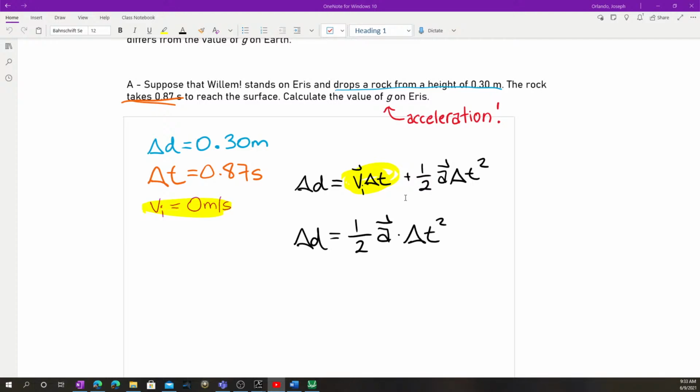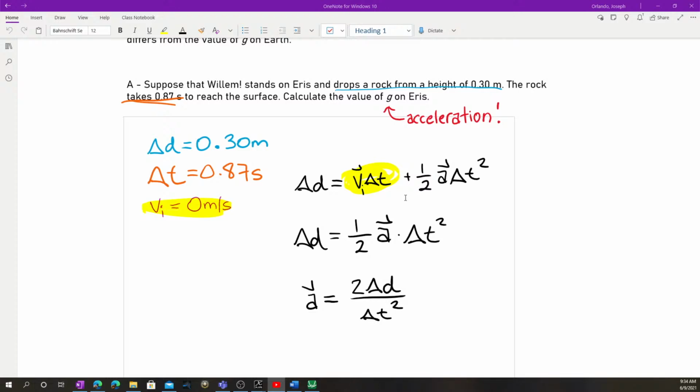And in this case, since we want to solve for acceleration, we can rearrange that. We just multiply both sides by 2 to get rid of that half, so we'd have 2 delta d, and then we divide by delta t squared to isolate the a. So 2 delta d over delta t squared is going to be our acceleration. Given that, we can plug our numbers in. The distance traveled is 0.30 meters, and the time it takes to travel that is 0.87 seconds.